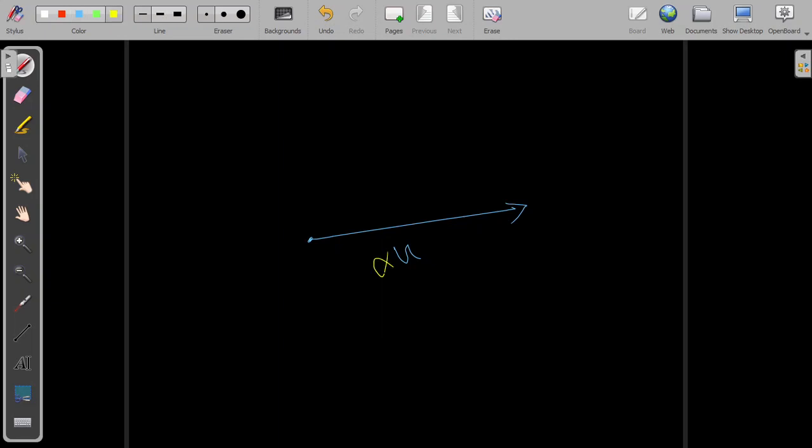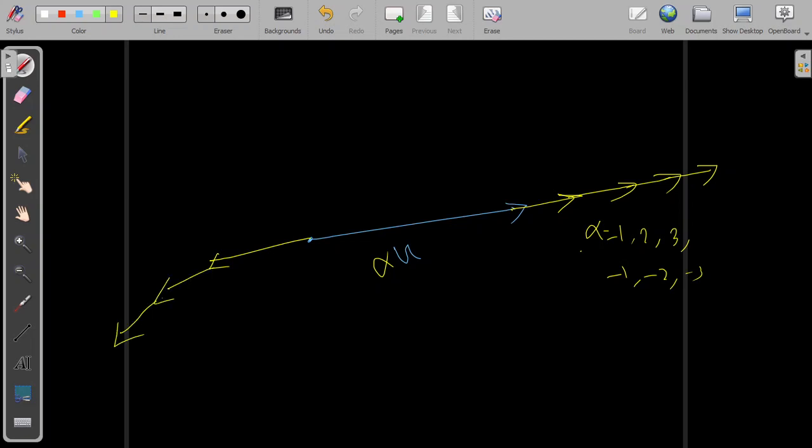Now if you multiply this vector u with a scalar, let us say alpha. So alpha u. If you take alpha equal to 1, 2, 3, or any scalar, minus 1, minus 2, minus 3, or minus 1.1, then the length of u will vary like this. Positive direction like this if alpha is positive, or negative direction like this if alpha is negative. It's in a straight line.